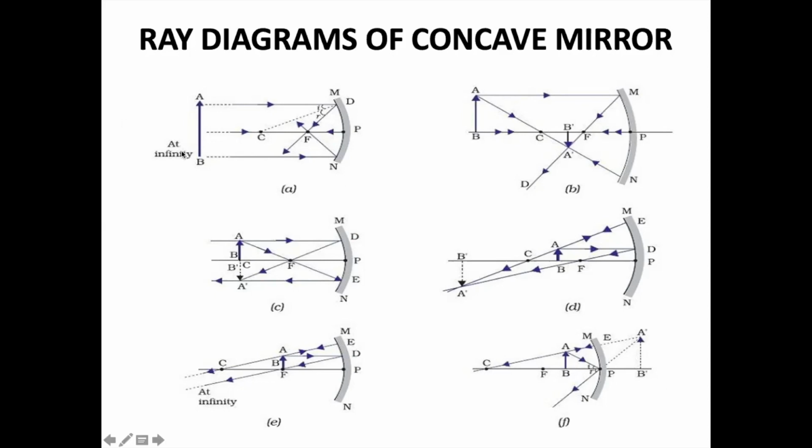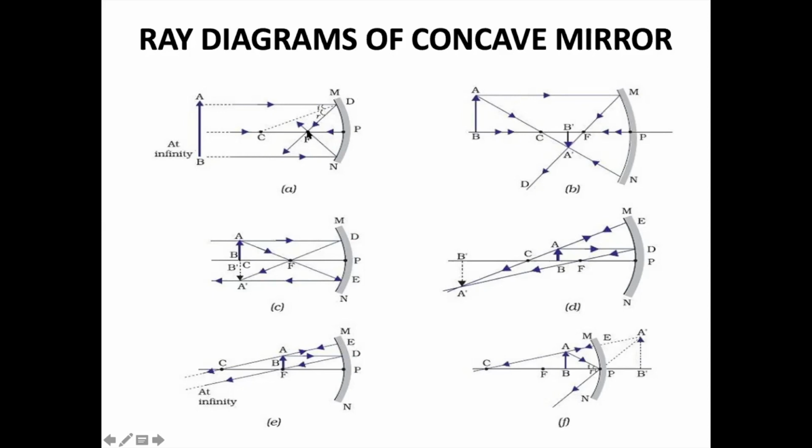Now let us start by keeping the object in different places. All these are real images. So the object is at infinity. See the sun. From the sun, all the rays are coming parallel. And when the rays are parallel to the principal axis, what will happen? They will pass through the focus.